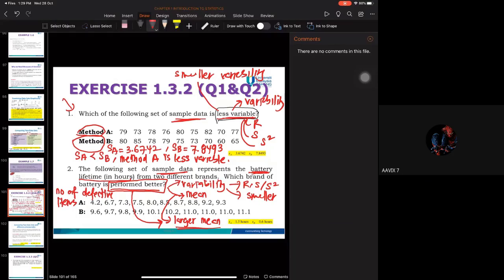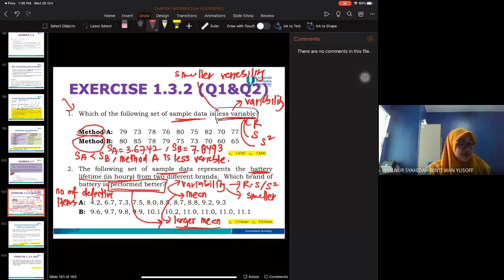Okay, so for this question, you can calculate probability, you can calculate the mean, because it is a general question. Just perform better. Unless you have, like question 1, specific terms, less variable, or maybe here, less consistent. Then we go to the probability. But here is a general one, just perform better.